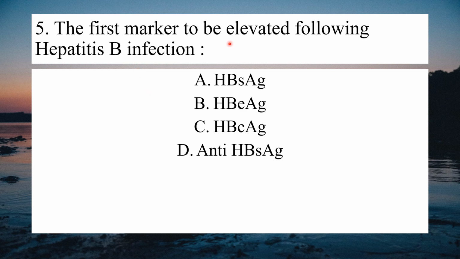Question 5. The first marker to be elevated following hepatitis B infection is option A, HBsAg, option B, HBeAg, option C, HBcAg, or option D, anti-HBsAg. The correct answer is option A, HBsAg. It is the first marker to be elevated following hepatitis B infection.